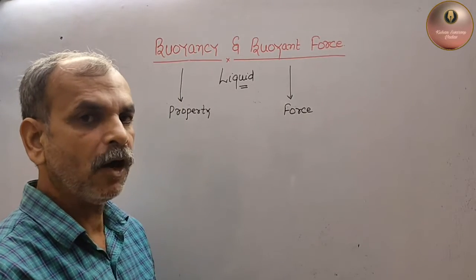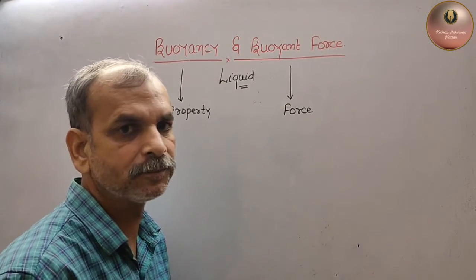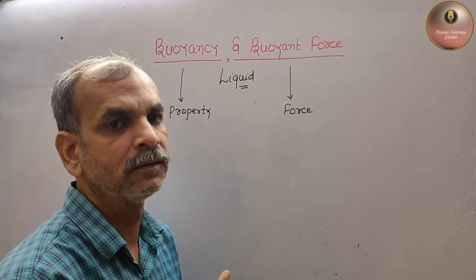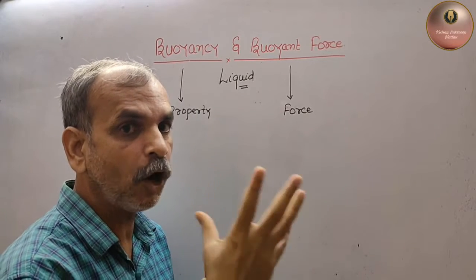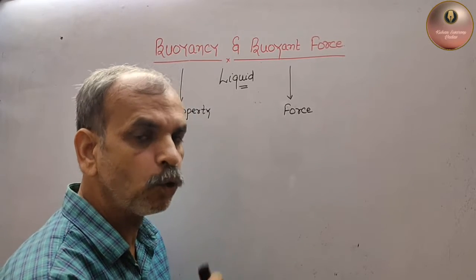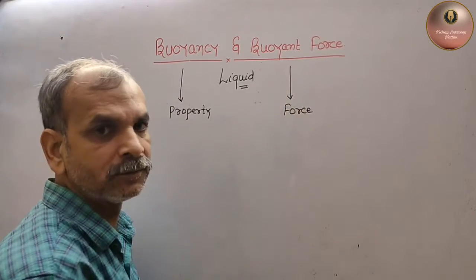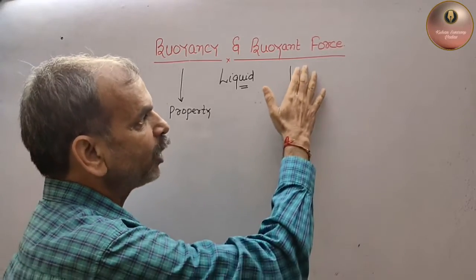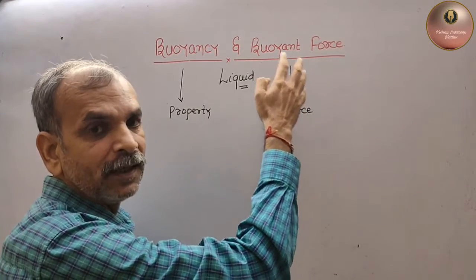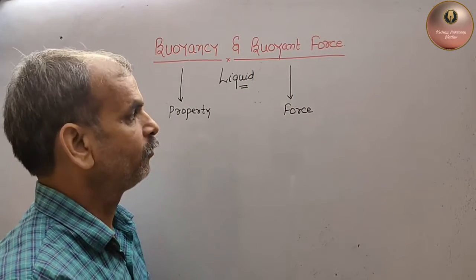Okay? Now, whenever an object is immersed in water, there is again a force acting on it. That force which lifts the object upward. That means the force is acting from down to up. That force is known as buoyant force. Upward force is known as buoyant force. And the property which contains this buoyant force, that property is known as buoyancy. You got it? Now, we will write that only.